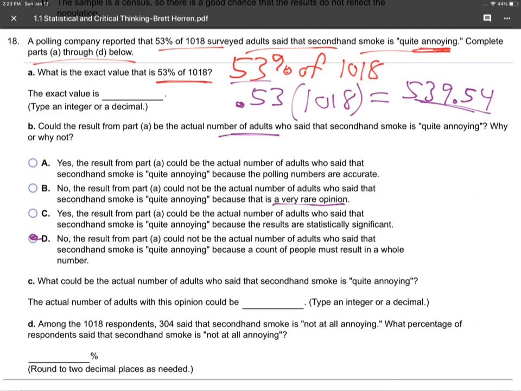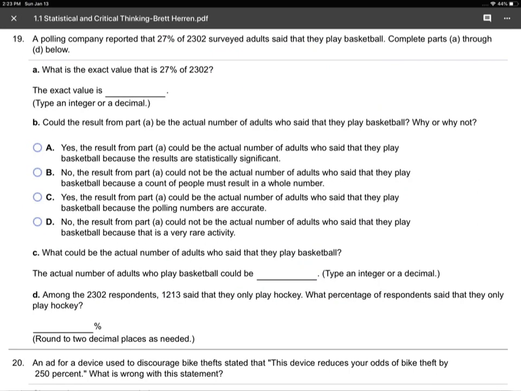It's not B because it says very rare opinion. That's not the reason. It's D because a count of people must be a whole number. Can't have part of a person, right? C, what could be the actual number? So if it's not 539.54, how many people actually said they thought secondhand smoke was quite annoying out of the 1018? 540. Yeah, you just round it, huh? Must be 540 actual people. And so that's an easy question. Let's try to finish these up here.